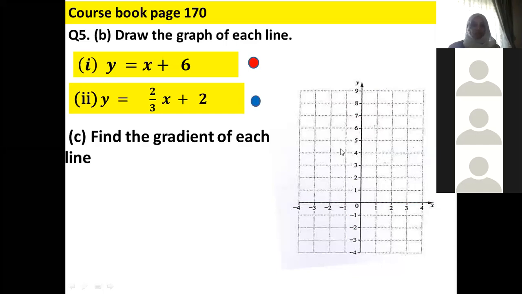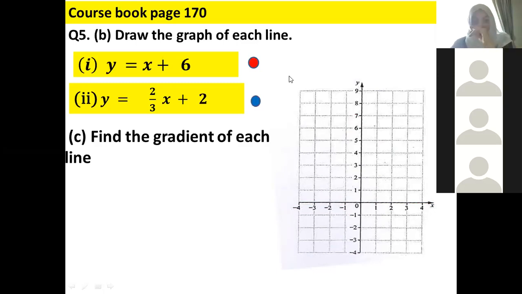Marah, what is the y-intercept for the first one? Positive 6. It's positive 6. Thank you, Marah. Roa, what is the y-intercept for the second equation? Positive 2. It's positive 2.